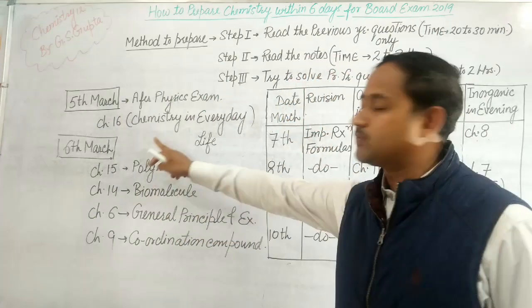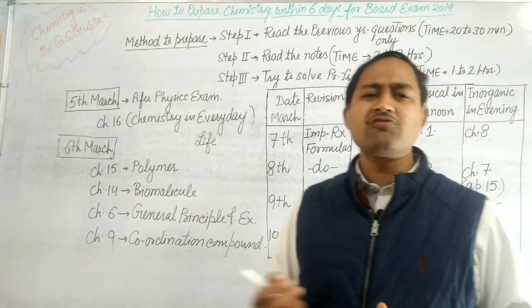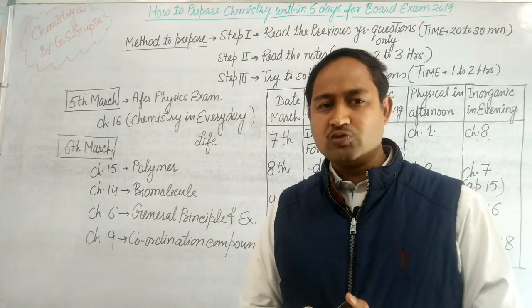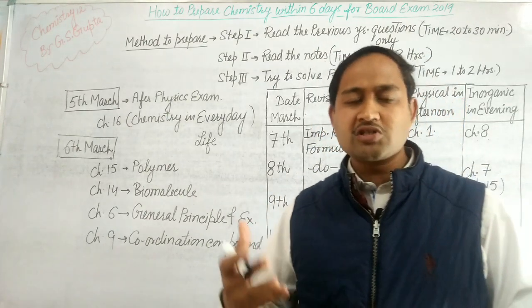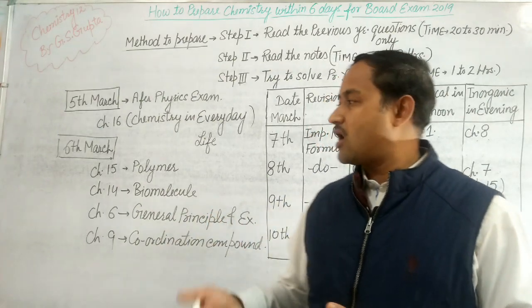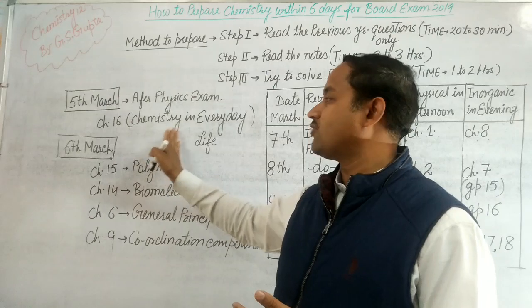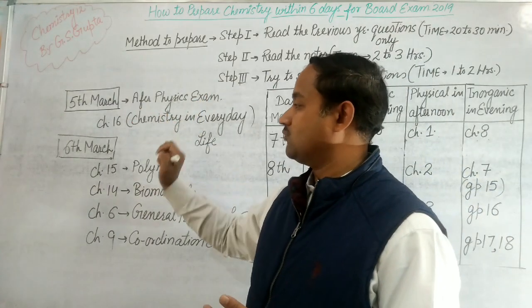Okay, on the 5th March after your physics exam, that is in the evening time, you can revise chapter number 16, chemistry in everyday life, which is a very simple chapter. In this we have to study some drug names, some detergents and soaps, and also some food additives. So I want to say it is a very easy chapter and you can revise it on the 5th March evening.